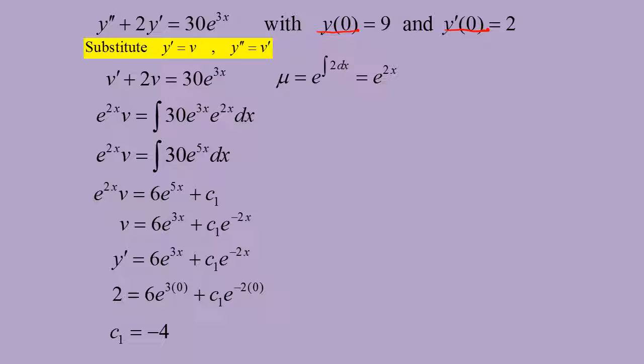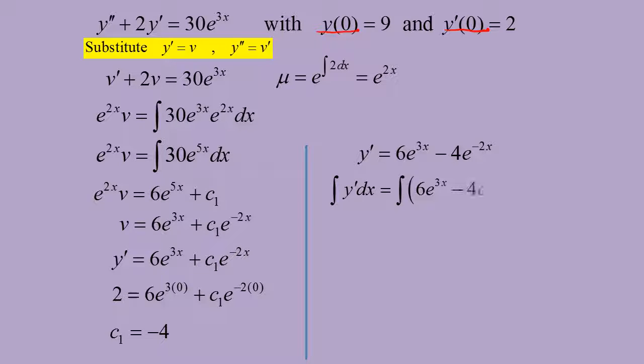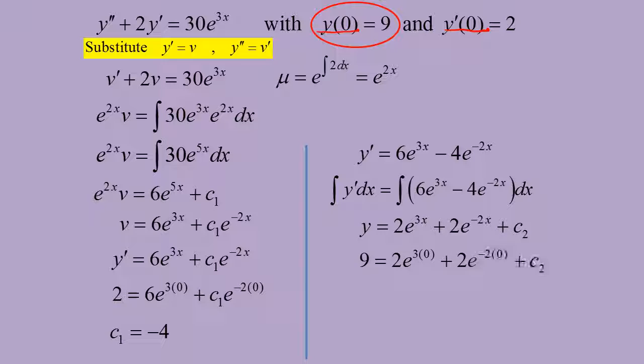We go ahead and rewrite our function y prime using that constant. Then we finish integrating. And we find the second constant the same way, using the other initial value and solving for C2. And so there is our specific function that we were trying to recover.